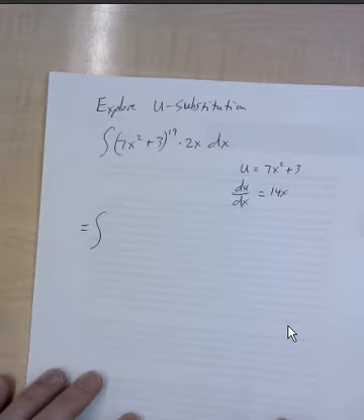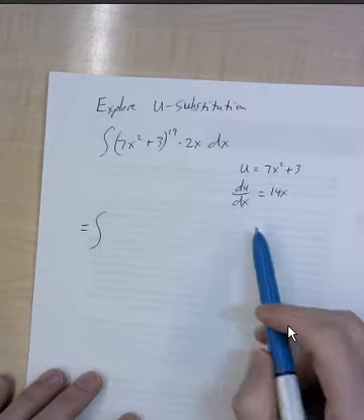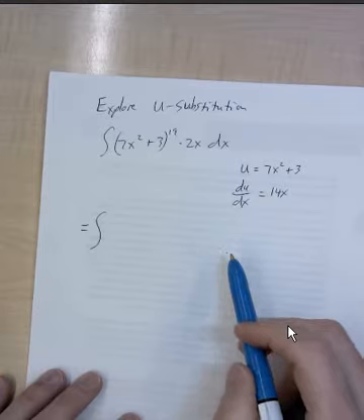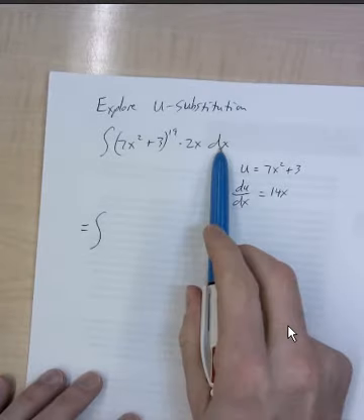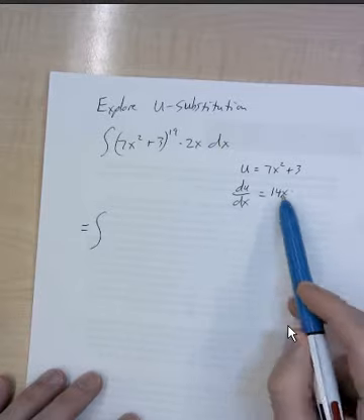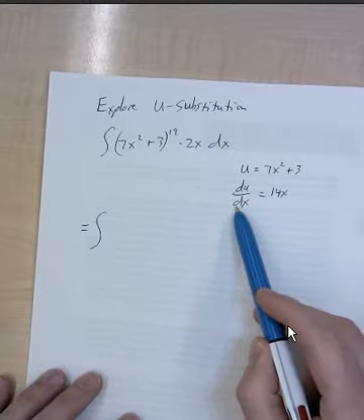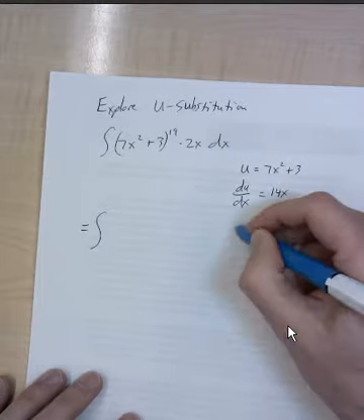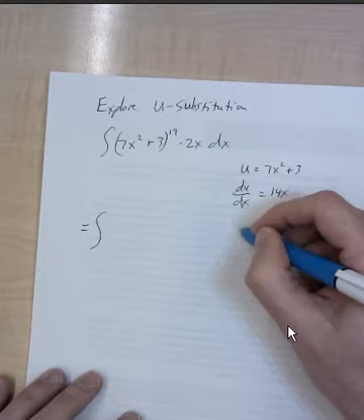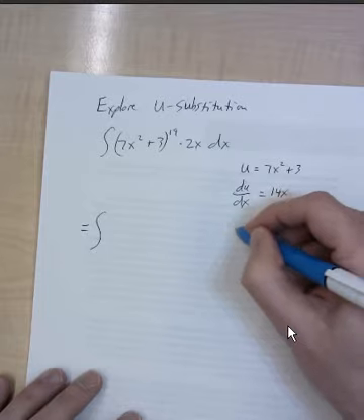Actually, I want to go one step further here. I want to solve this piece right here for dx, because we're going to have to sub away dx. So solving for dx just means to flip the 14x and the dx. dx is a real thing. So dx equals du over 14x.